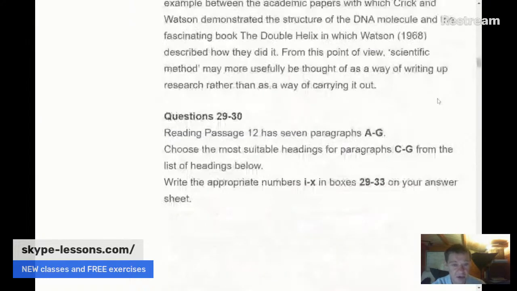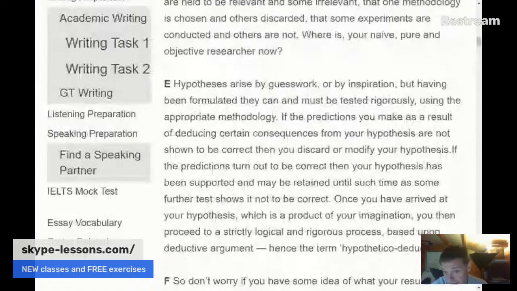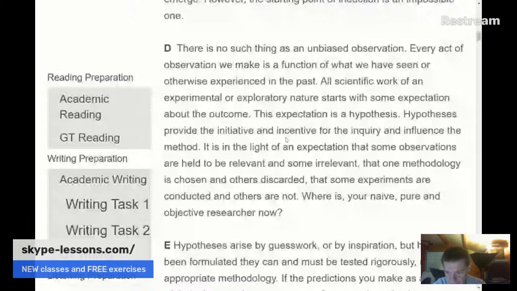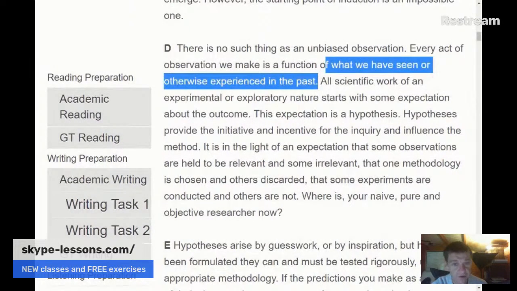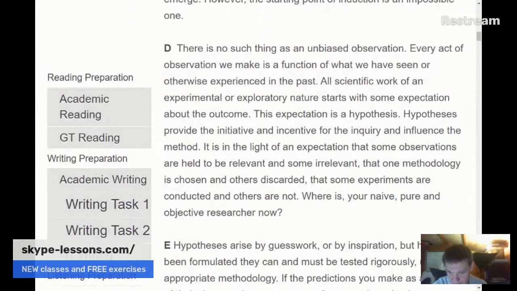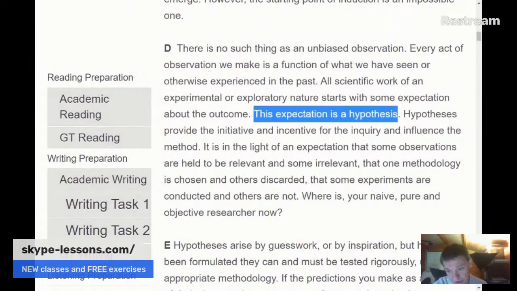And I'm going to show you firstly that D is certainly about hypotheses, because we've got this expectation is a hypothesis, yeah? So we're talking about the idea that there's no such thing as an unbiased observation. Every act of observation is a function of what we have seen or otherwise experienced in the past. So we always have some kind of expectation when we do an experiment. We always do. And this is what this is explaining, that this expectation is a hypothesis.